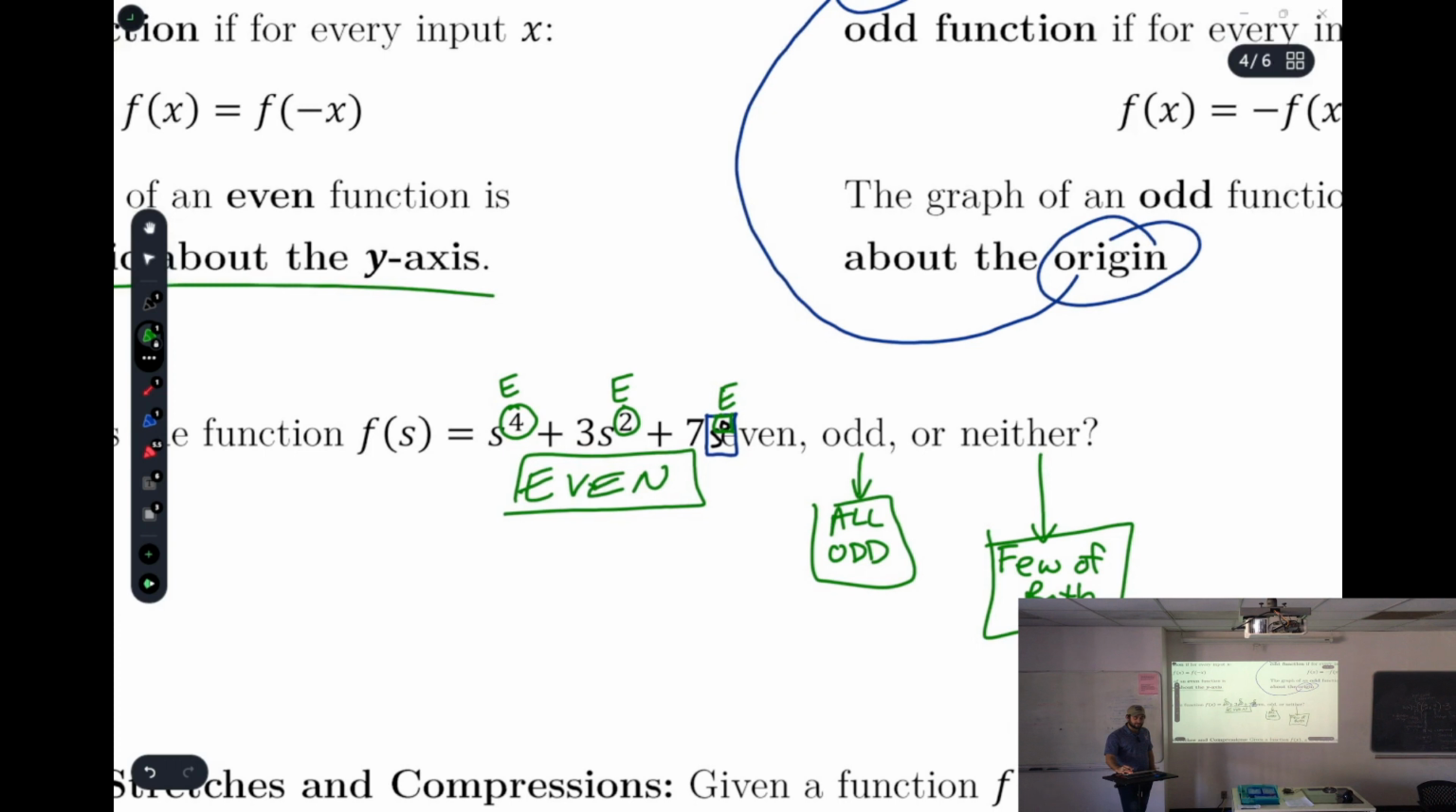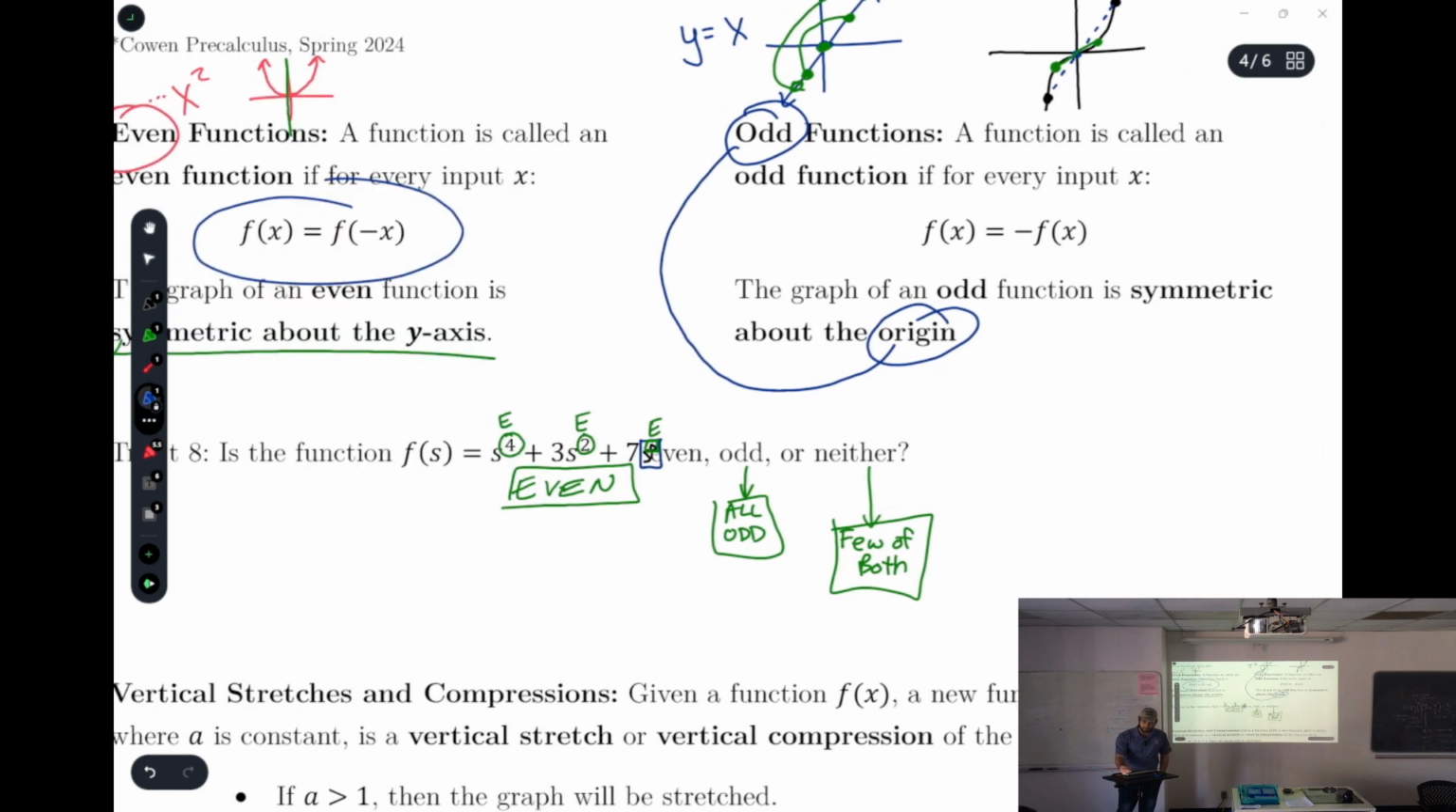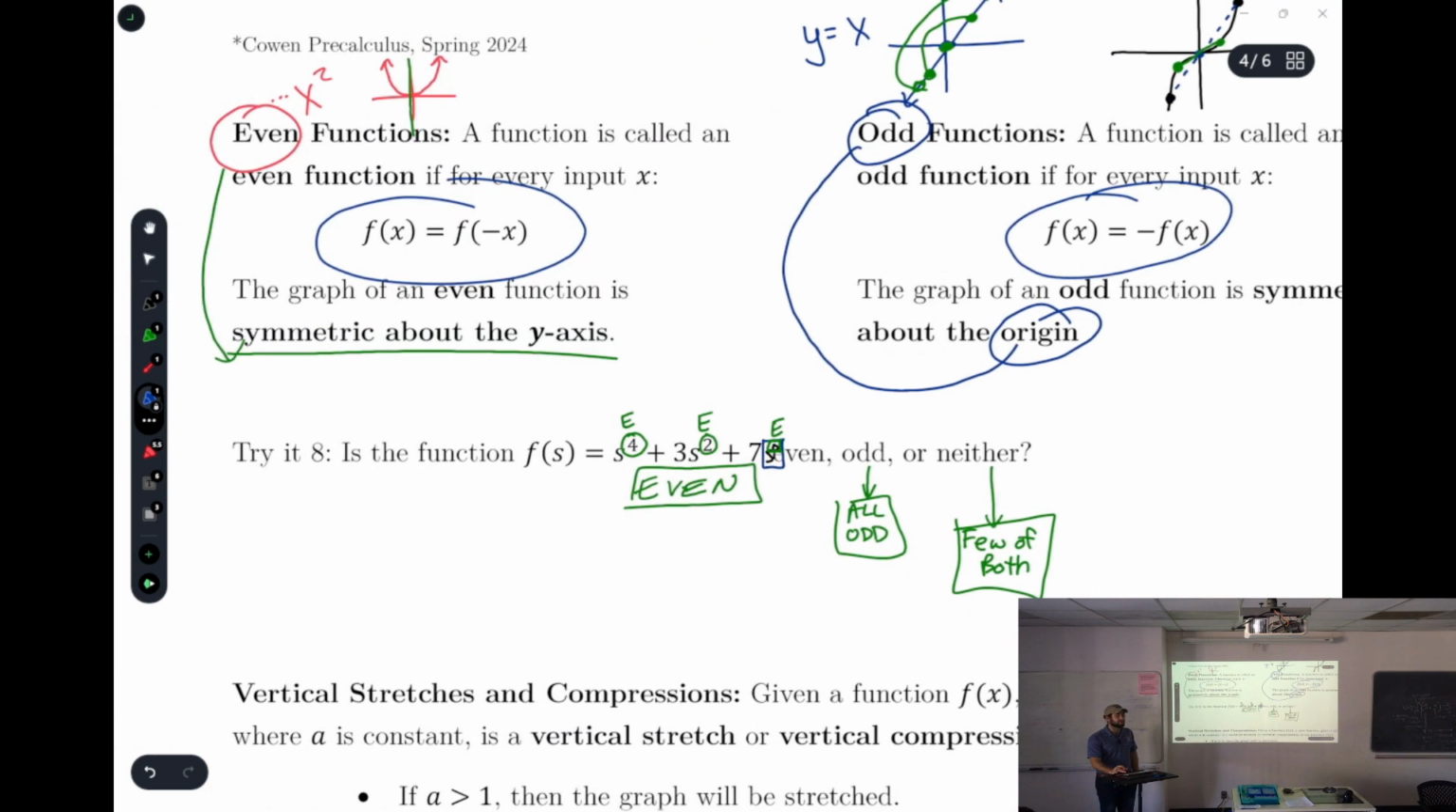When we come back to evens and odds, we will actually use these formulas up above that you could plug and chug the negative x into to see. But for now, I just wanted to do a brief introduction. Even, odd, look at the exponents.